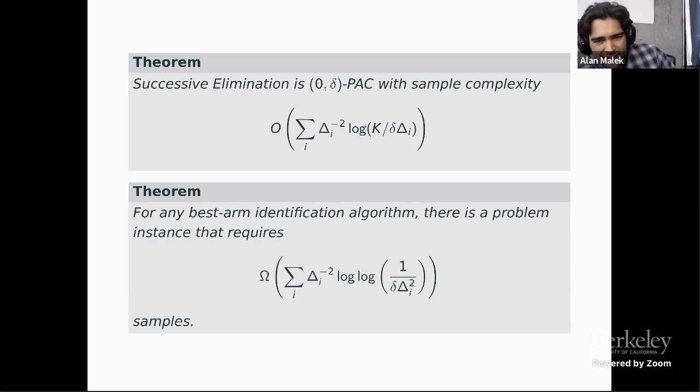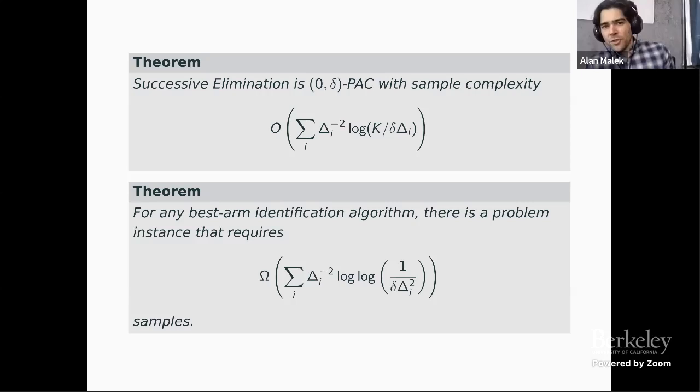And there are fancier algorithms that do actually get this log log bound. The log log bound has something to do with the law of iterated logarithms, so it shouldn't look too weird. But you have to be a lot more careful about how often you compare actions. Successive elimination is sort of the simplest way of doing it, and it's appropriate for a boot camp. Yeah, so that's best arm identification.